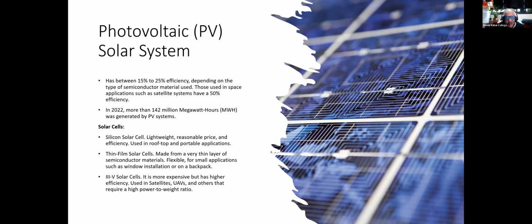So there are silicon solar cells, lightweight, reasonable price and efficiency, used in rooftop and portable applications like parking lots that you have often seen. Then there are thin film solar cells made from a very thin layer of the semiconductor, flexible for small applications, such as window installation or on a backpack that people use to generate electricity. Then there is the type III-V solar cells, more expensive, with higher efficiency, used in satellites, unmanned aerial vehicles, and others that require a high power to weight ratio.